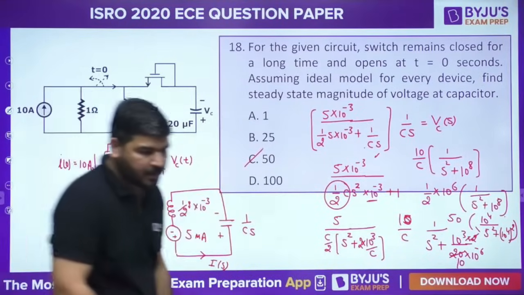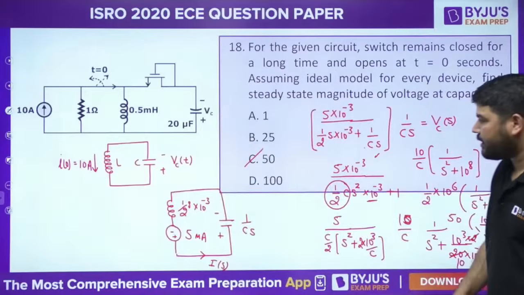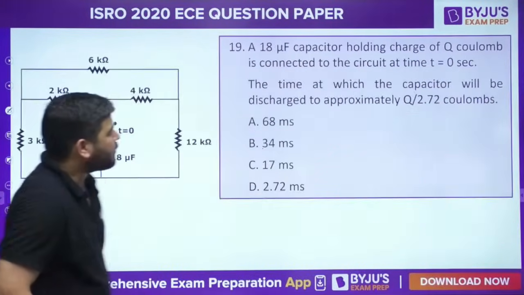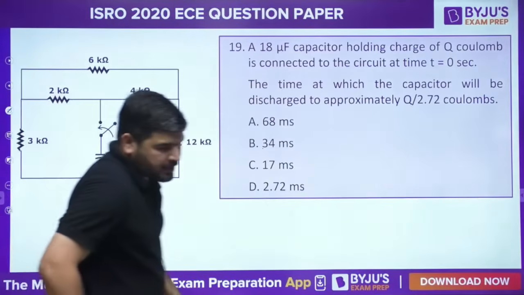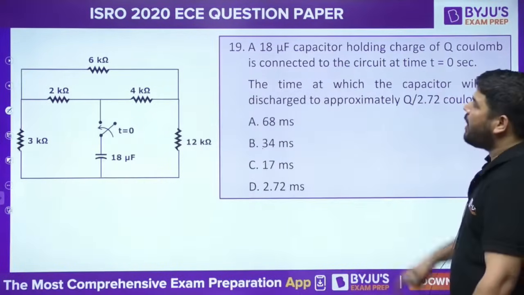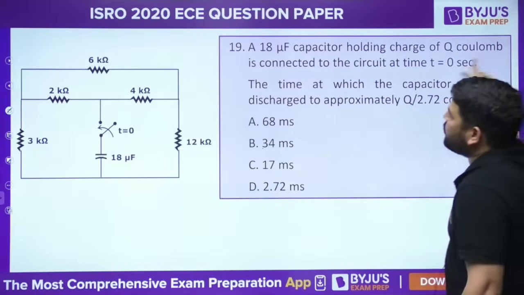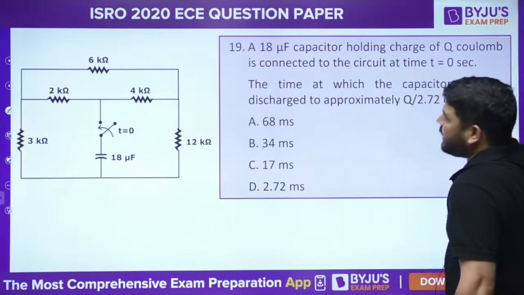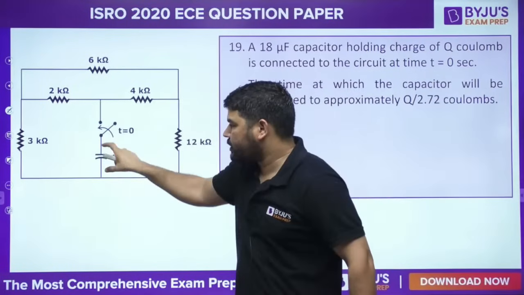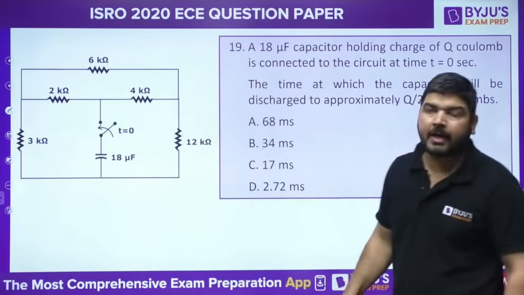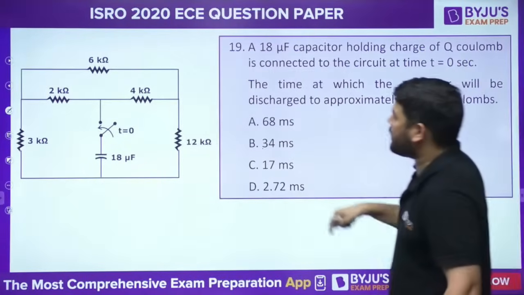It's very simple. This question was very simple and you can easily solve this. Only thing is the Laplace transform. Let's come to the next question, guys. The next question is again very simple. A 18 microfarad capacitor holding a charge Q coulomb is connected to the circuit at t equal to 0. At t equal to 0, a capacitor is connected here, and it is holding a Q charge.